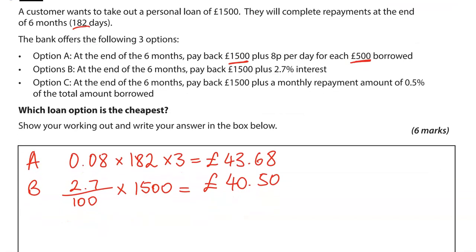Now let's look at option C. It says at the end of the 6 months pay back £1,500 plus a monthly repayment amount of 0.5% of the total amount borrowed. So practically you'll pay 0.5% of the 1,500 each month.